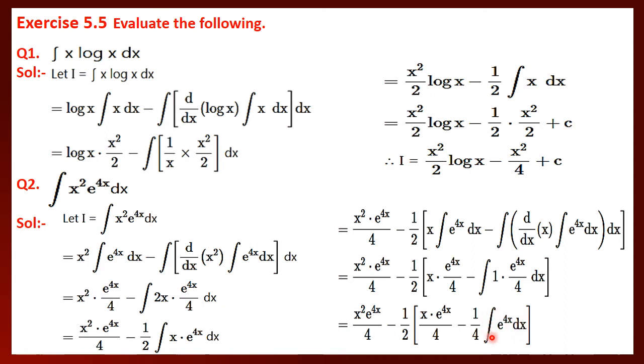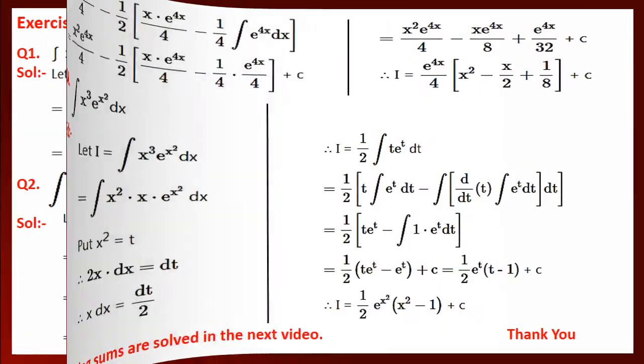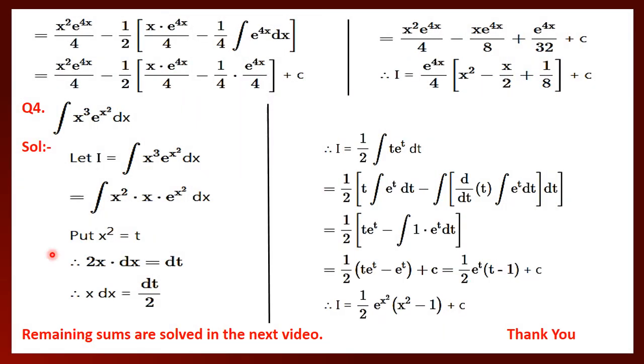Now we have to find this integral again. That is x square into e raised to 4x upon 4 minus half into x into e raised to 4x upon 4 minus 1 by 4 into the integral of e raised to 4x, which is again e raised to 4x upon 4 plus c.